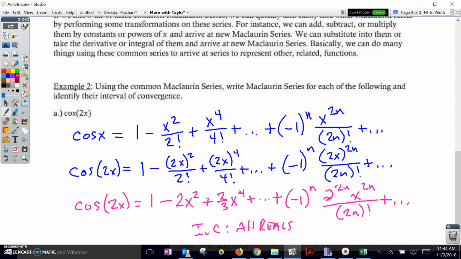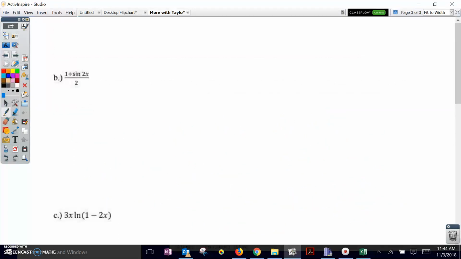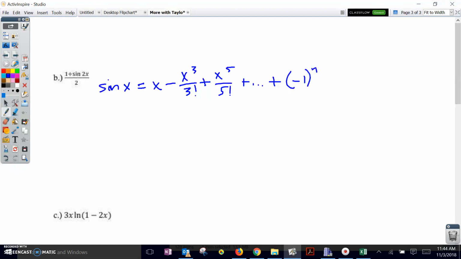Alright, let's go on to part B. There we go, there's my page turn. Alright, here we're going to write a series for 1 plus the sine of 2x. And this is going to take us a couple of steps to develop. We start with the series for sine of x. And the series for sine of x is x minus x to the 3rd over 3 factorial plus x to the 5th over 5 factorial, etc., etc. And then negative 1 to the n, x to the 2n plus 1 over 2n plus 1 factorial.